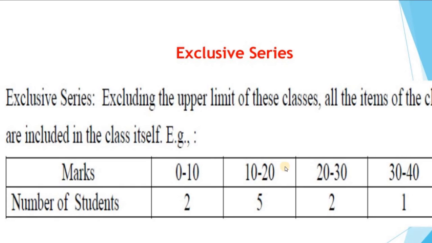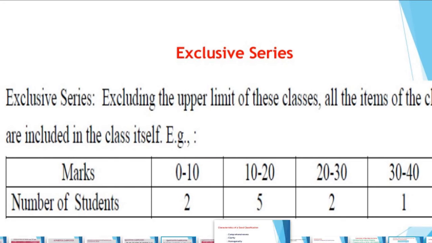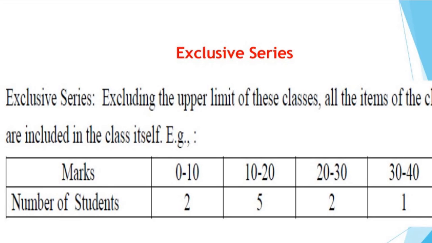Then here you can see 20, where will it come? In this class, 20 to 30. In this class 20 will come, 30 will come in the next class. Then we are excluding that upper limit. That one is the exclusive series. Means the upper limit of the class we are excluding. We are not including that upper limit, that one is the exclusive series.